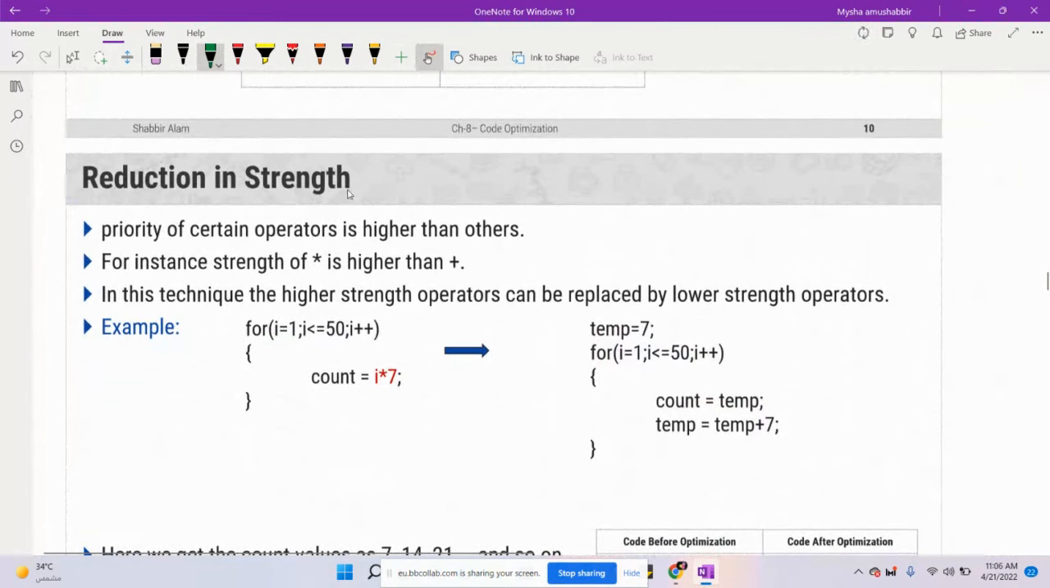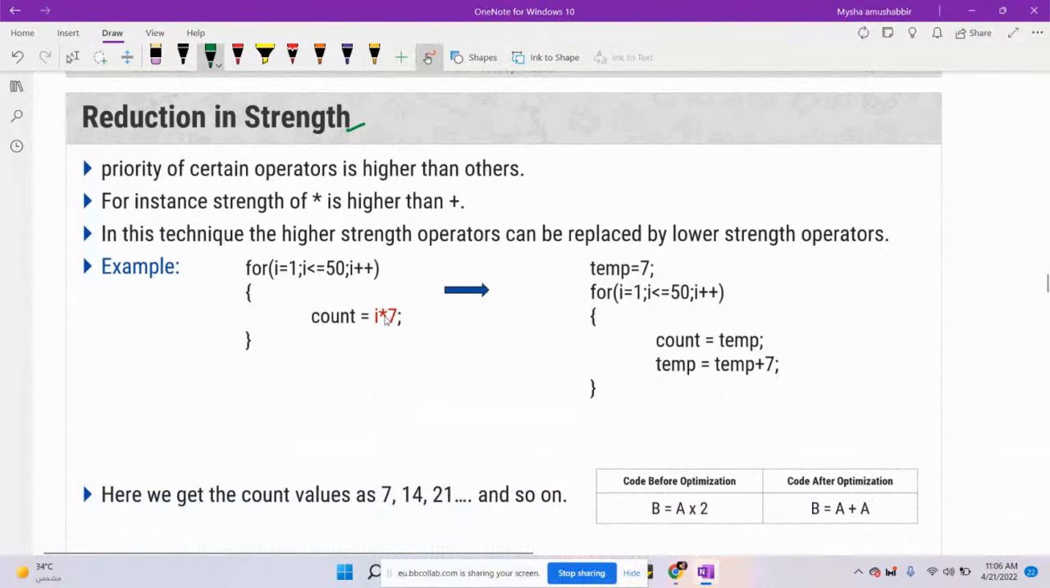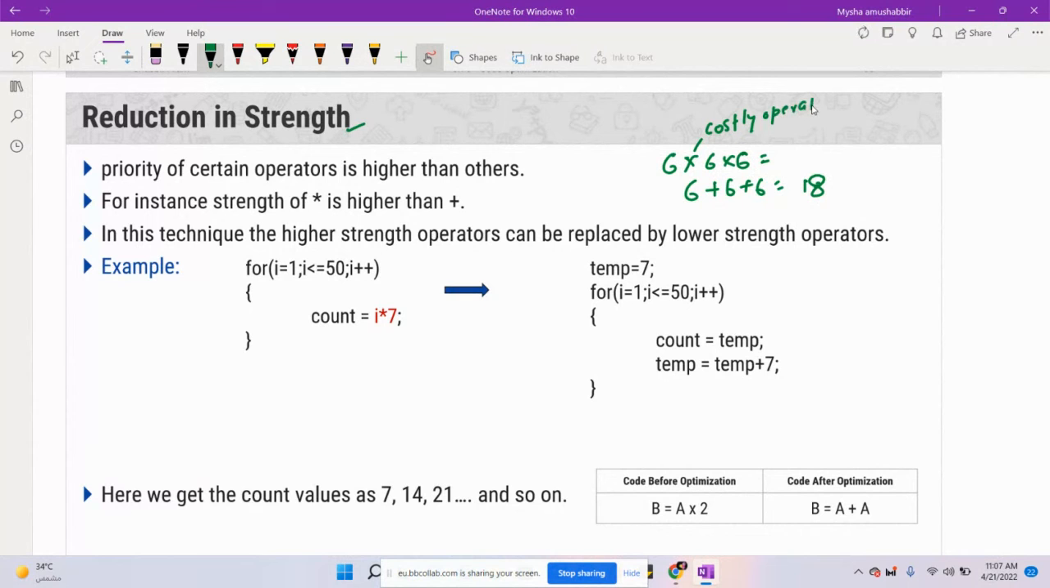Now, reduction in strength. In this technique, multiplication is the costly operator, that means it takes more time, and plus is the cheaper operator. If I multiply 6 multiply 6 multiply 6, it will take more time, but 6 plus 6 plus 6 is easy: 6 plus 6 is 12, and 12 plus 6 is 18. Multiplication takes more time, so it is called a costly operator, and plus is called a cheaper operator.